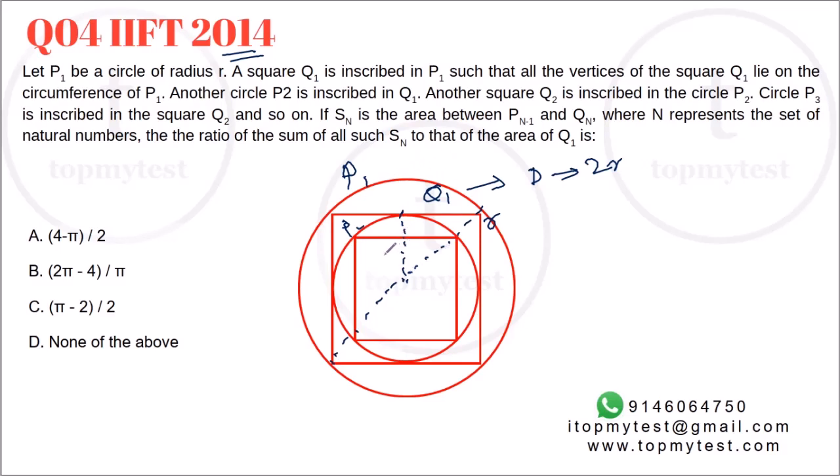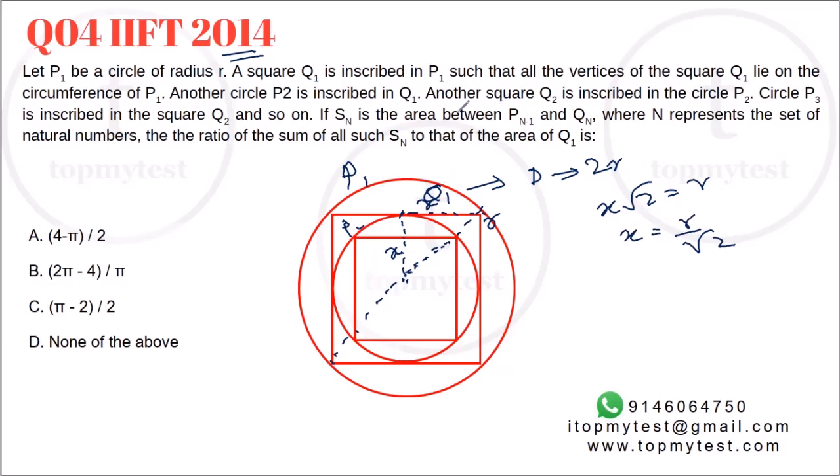If this radius is x, then x is half the side of the square. Which means the radius r will be the hypotenuse of this isosceles right angle triangle. So x root 2 should be equal to r, so x should be r by root 2.